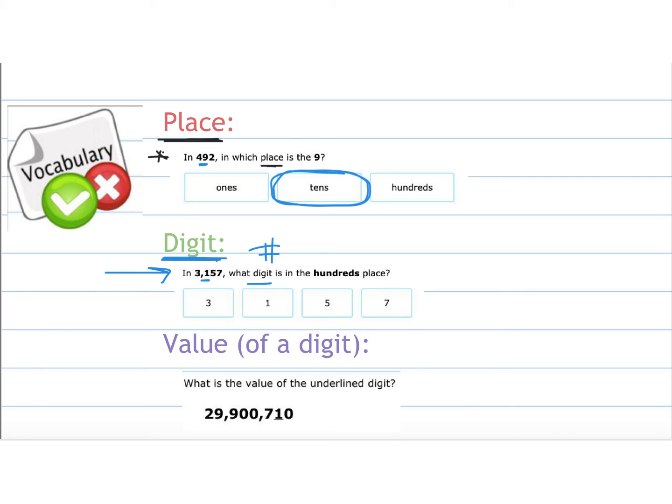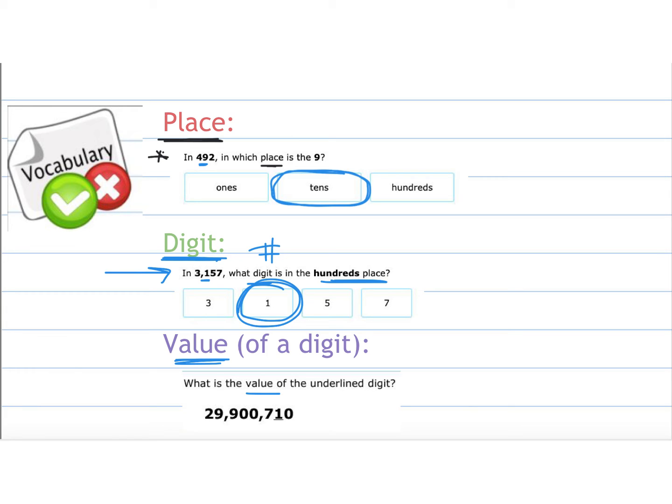And when we do more place value stuff and you have that chart in front of you, that will help as well. But 1 then is the digit in the hundreds place. So we have hundreds place, and then the 1 is the digit. And then lastly, we have value of a digit. So what is the value of the underlined digit?